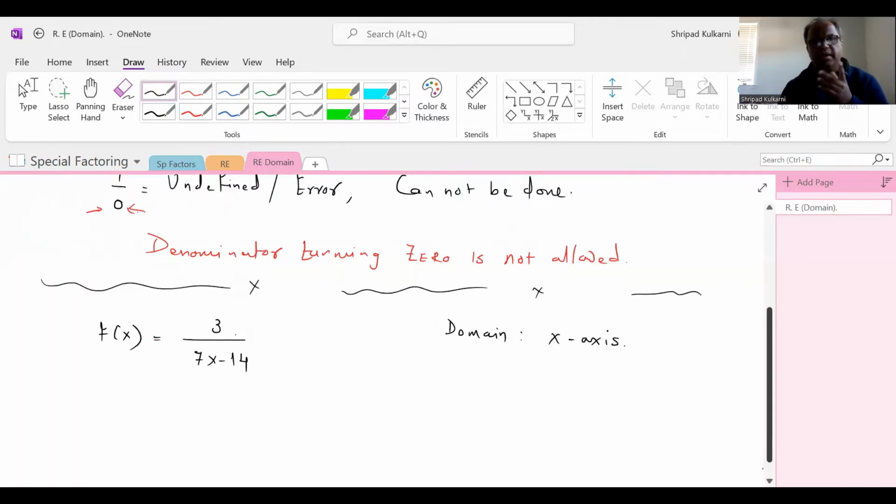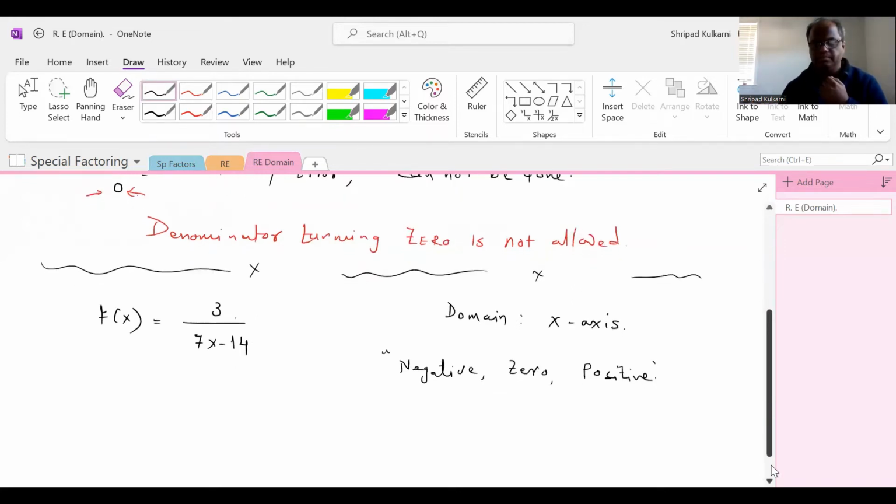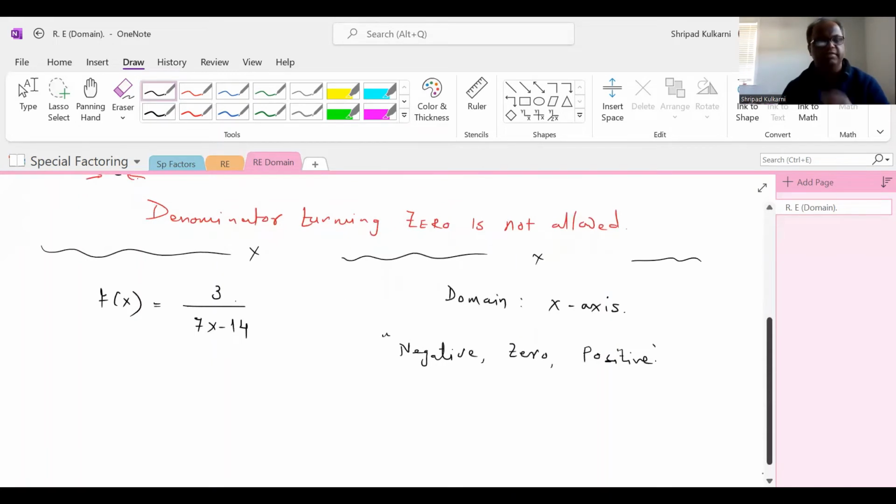Now, by trial and error, you can select any value of x and find out the corresponding value of f of x. There are three options: either this function will turn negative, 0, or positive. All the options are valid. The only thing is that I should not have the denominator as 0, and we want to eliminate that value. How are we going to do that?